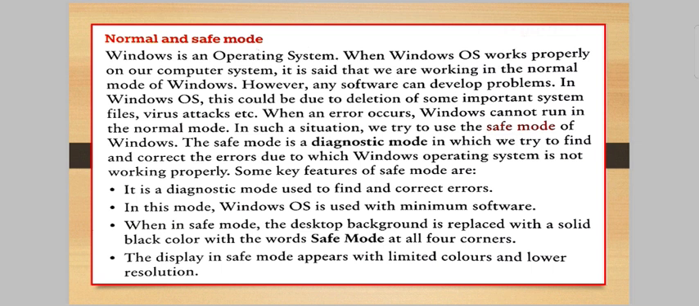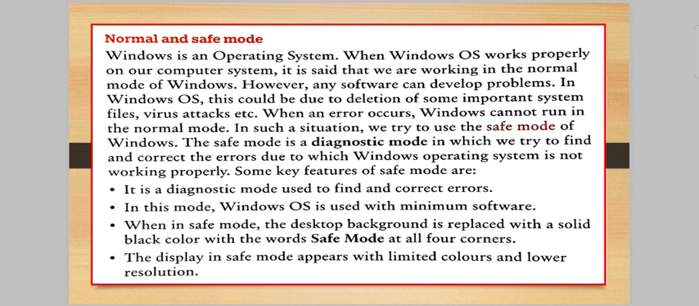However, any software can develop problems in Windows OS. This could be due to the deletion of some important system files, virus attack, etc. When an error occurs, Windows cannot run the normal mode. In such situation, we try to use the safe mode of Windows. That means we use the safe mode when some problem occurs in our computer system.